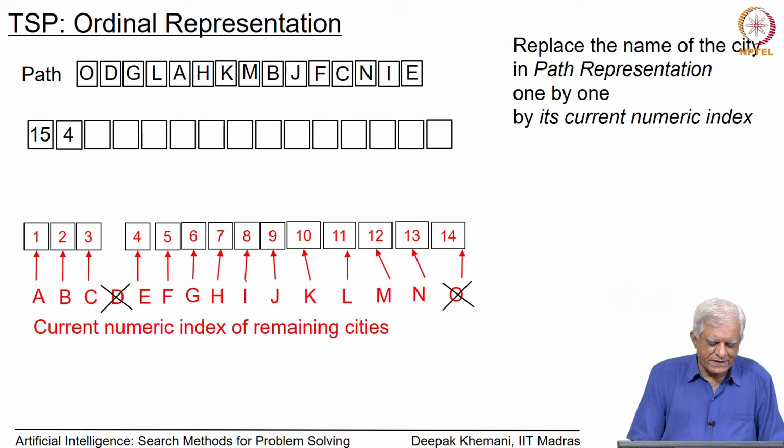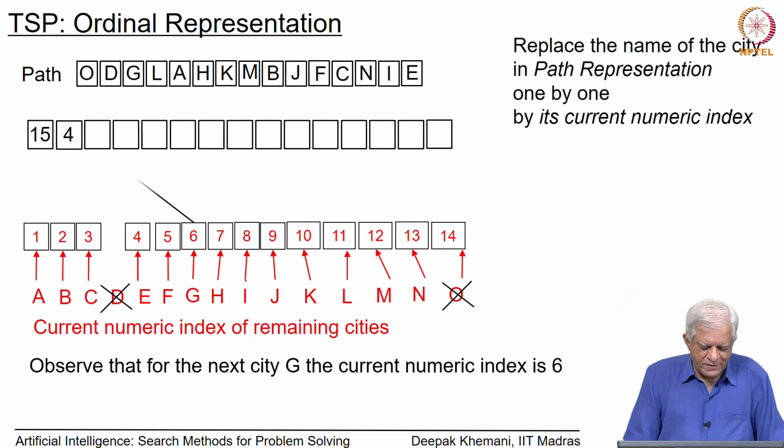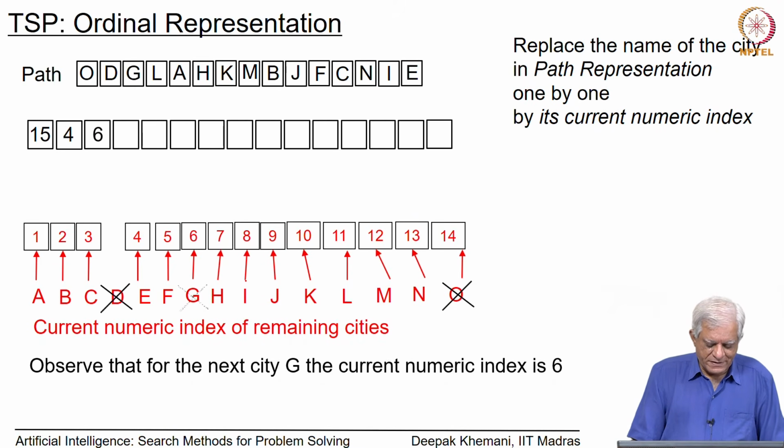So, the next city that we want to add is G, and observe that G is in the 6th position in the index at this moment. Therefore, we copy the value 6 into where G was, and you must remember that now G is removed from the index. So, H would have moved to 6th position, I would be in the 7th position, and J would be in the 8th position, and so on.